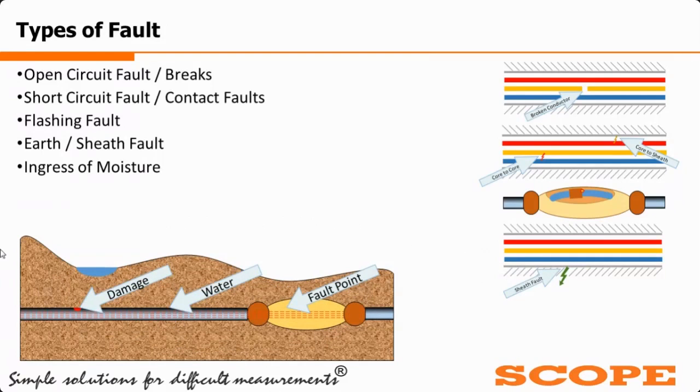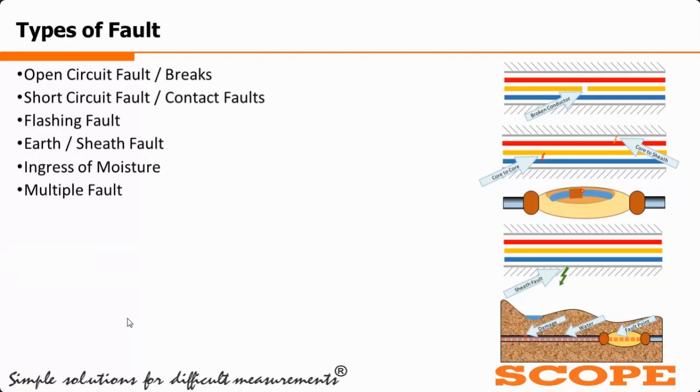If, due to damage to the outer PVC jacket, moisture enters the cable and accumulates at a certain point, this will result in the weakening of the insulation, and it will convert it into a fault. The next one is multiple faults, which means any possible combination of the above faults is called a multiple fault.